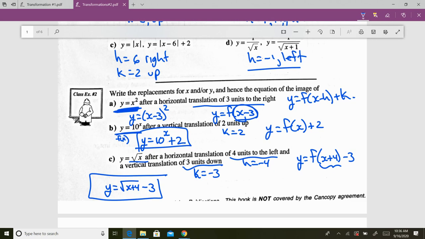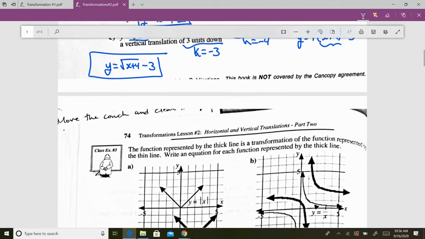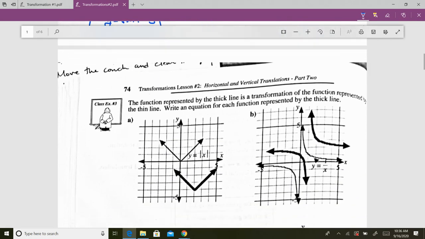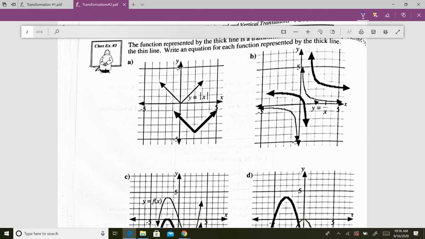Okay. All right. Just a couple more examples, and then this lesson is over. Now we're going to do it with graphs. So we can do it with functions and words. Now we want to look at graphs and say, okay, what have we done? What is the new equation?